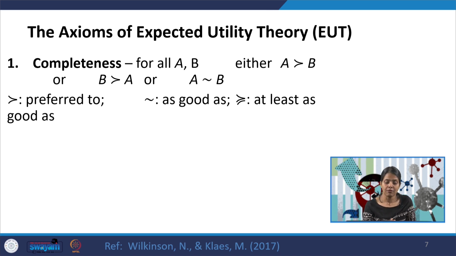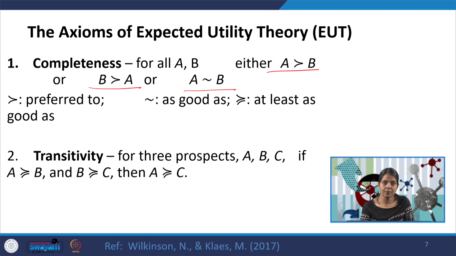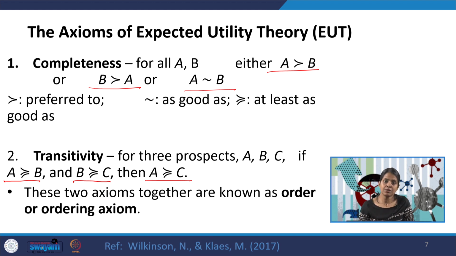Completeness says that for all A, B, either A is preferred to B, or B is preferred to A, or the individual is indifferent between A and B. The next assumption is transitivity. For three prospects A, B, C, if A is weakly preferred to B, that is as good as B or preferred to B, and B is again weakly preferred to C, then A should be weakly preferred to C. This must hold. These two axioms together are known as the order or ordering axiom.